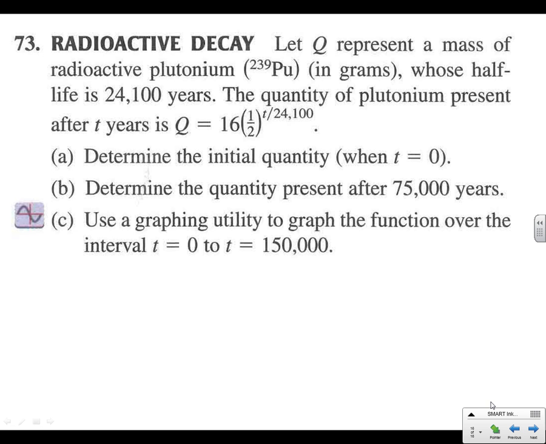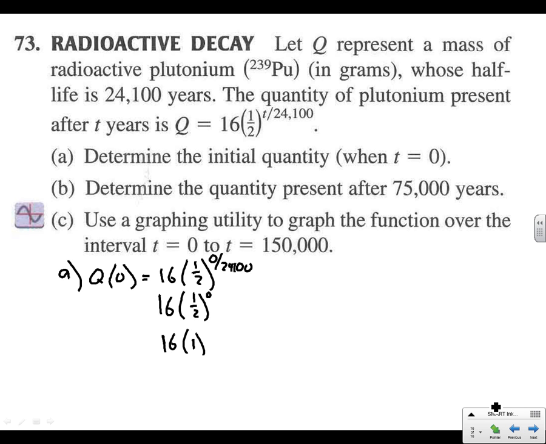All right. Answer for A, we want to find that initial value, Q of 0. So we're going to say 16 times 1/2 to the 0 over 24,100. Anything to the 0 power is just 1. So we start with 16, and in this problem we are doing grams as well. So 16 grams is what we're going to start with.